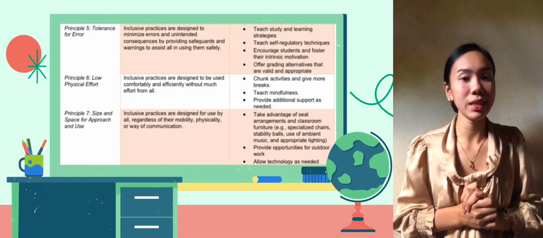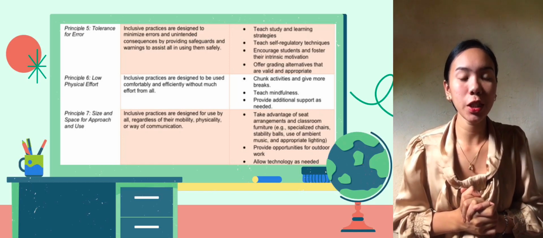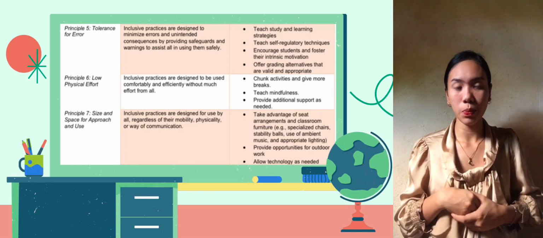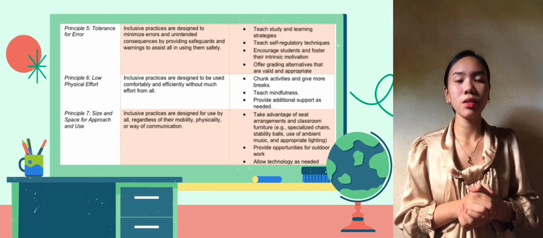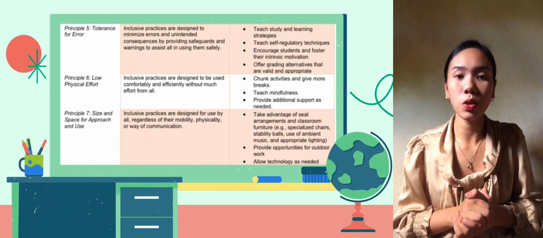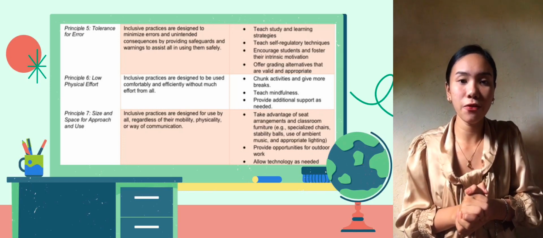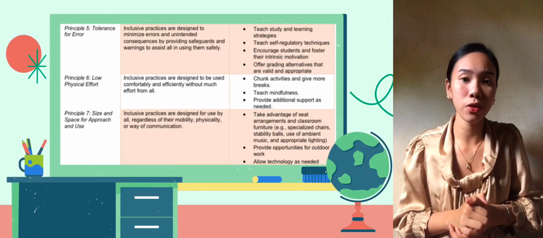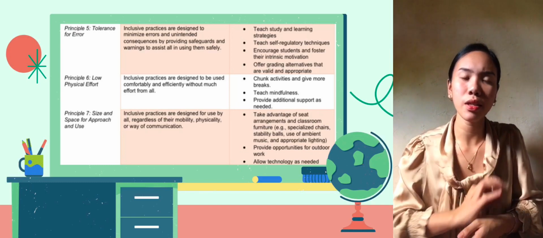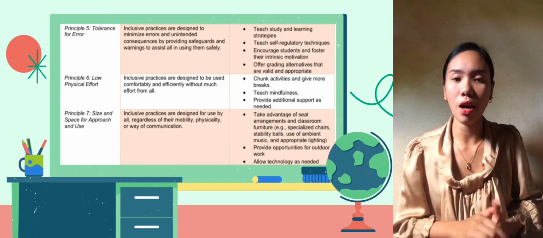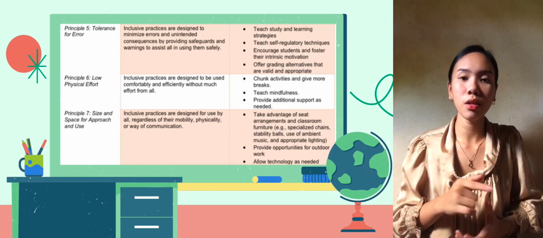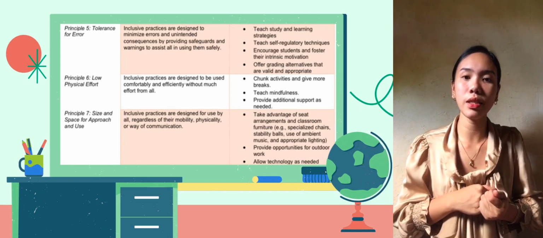So we will proceed next. Principle number 6. So principle number 6 is low physical effort. Inclusive practices of these are designed to be used comfortably and efficiently without much effort from all. So as you can see, without much effort from all. So what are these examples? Chunk activities and give more breaks.